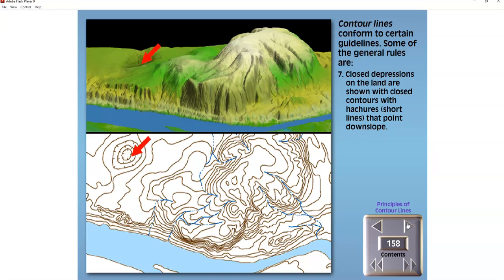7. Closed depressions on the land are shown with closed contours with hachures that point downslope. If you remember, way over here in the bottom right corner was a hill with these closed depression or closed contour lines. To show a depression, or a crater going down slope, they add these little tiny short lines. Notice how they point. You start at the line and you draw a little short line in each one. That's to show not uphill but downhill. So they call those depression contour lines, to show a downslope if you're going into a crater.